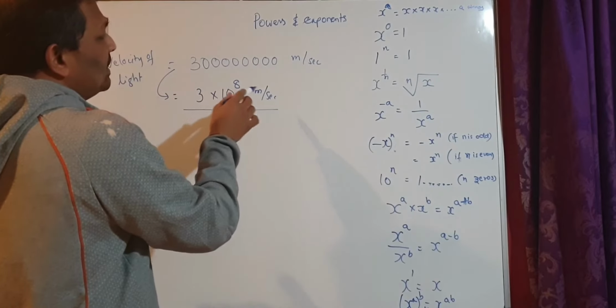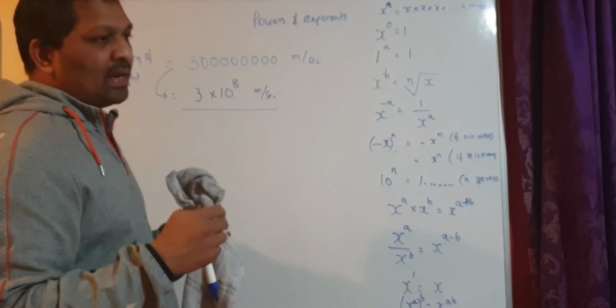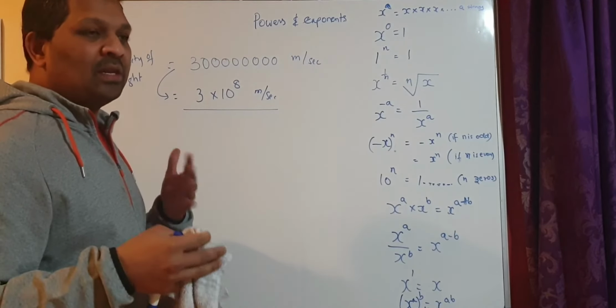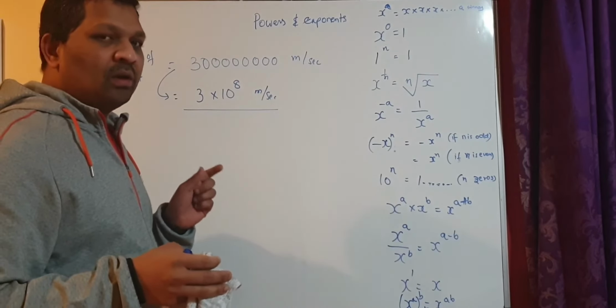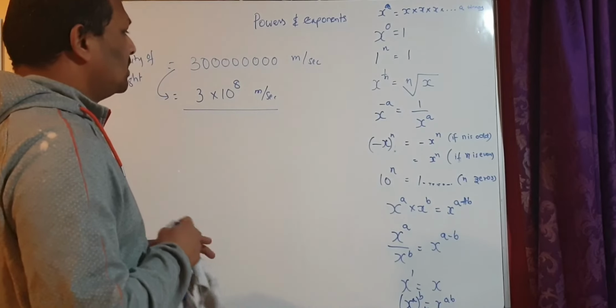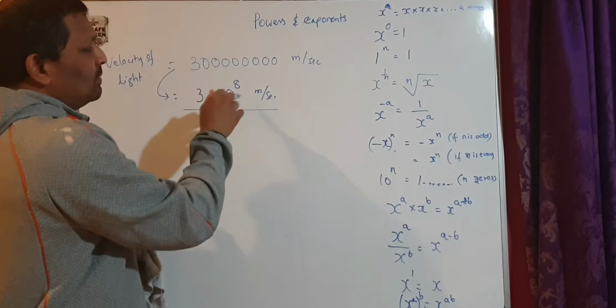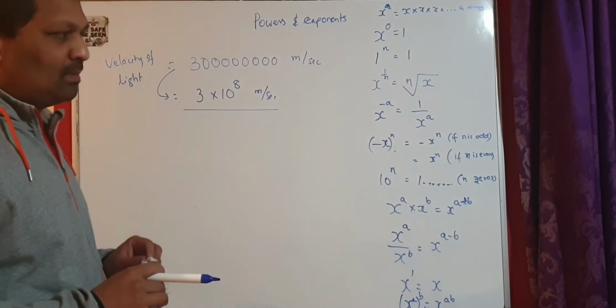So often, in scientific terminology, some numbers are very big, some numbers are very, very tiny. So to represent such numbers, we use these indices forms of numbers.